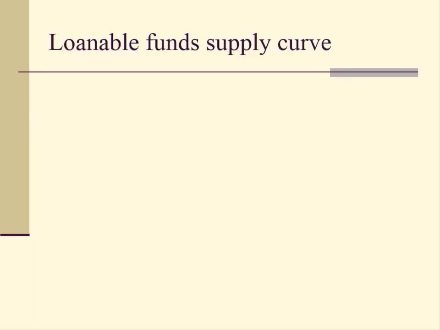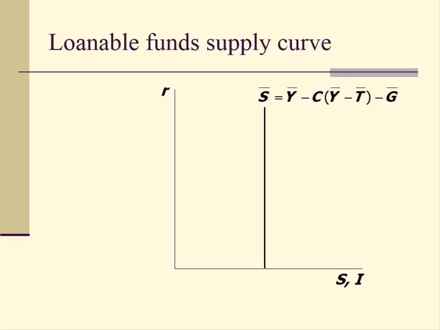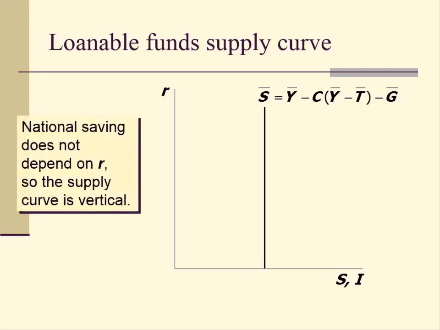Now let's go back to our loanable funds model. First, let's look at the supply curve. Based on our assumption, national saving does not depend on the real interest rate. So the supply curve, if you plot it, is vertical, as national saving does not depend on R. And that amount of saving is determined by real GDP Y, taxes, and government spending, which are all assumed to be constant. That is the reason the supply curve is vertical.